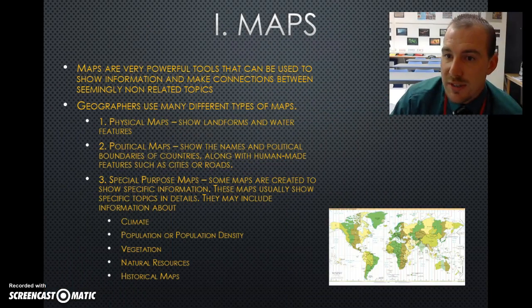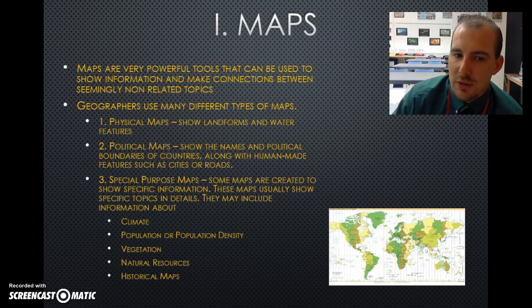And then three, which we're going to see a lot of this year, are special purpose maps. These are created to show specific types of information. A few examples of special purpose maps might be a climate map showing you the weather patterns of a certain area. Okay, when you turn on the weather every morning and they show us a map of the United States, that's a climate map or a weather map. It's showing us our current weather. A population map or population density showing you how crowded an area might be. The vegetation, what grows in a certain area. Natural resources that are found in areas could be a map.